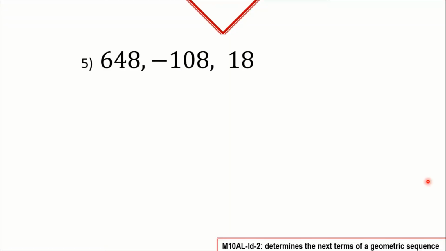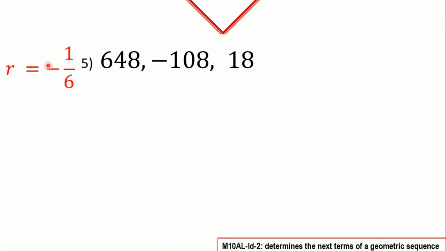Let's have example number 5. 648, negative 108, and 18. So, ito medyo malaki-laki. So, pwede naman kayong gumamit ng calculator to check your answers. So, we have here, the common ratio is negative 1 over 6. So, pansinin, alternate ulit ang sign, positive, negative, positive.